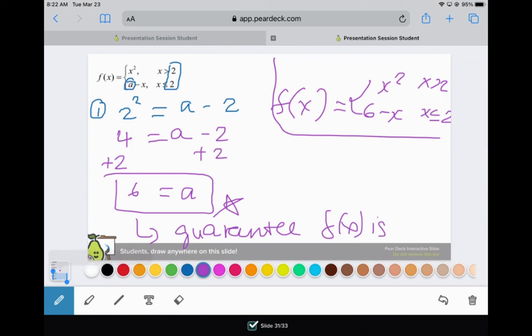f of x is continuous at x equal to 2. So we're trying to figure out what values are going to guarantee that this function is going to be continuous at 2. If a is something else, then it's not. Let's say if a is 5, then there's probably a jump or a hole right there. We're not sure. All right, let's do another one.